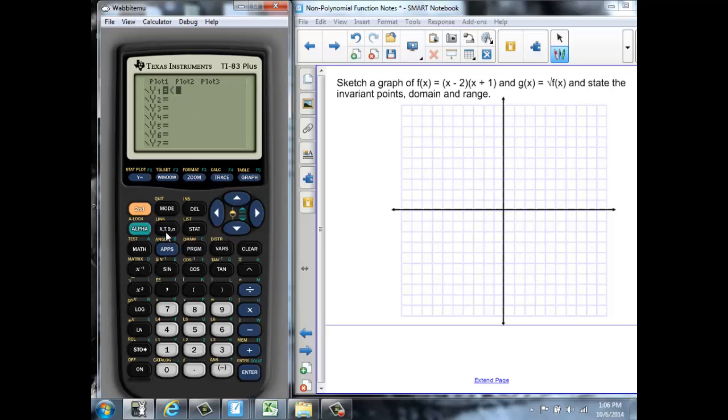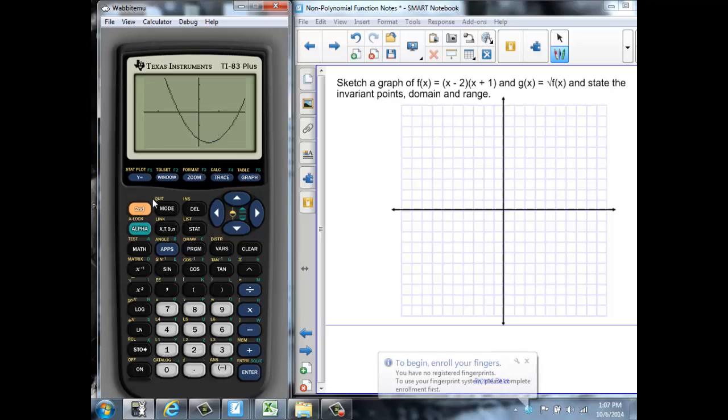So let's say we took x minus 2, x plus 1. I'm just going to graph that originally. That's a quadratic. What's going to happen when we square root this graph is you're going to get a big hole in the middle of the graph because you can't deal with all those negative y values. Does that make sense?